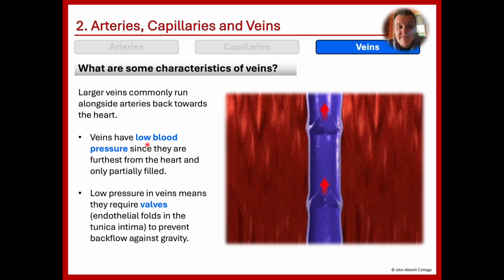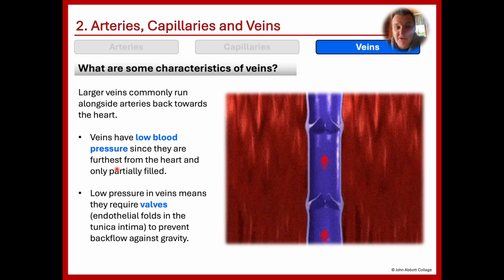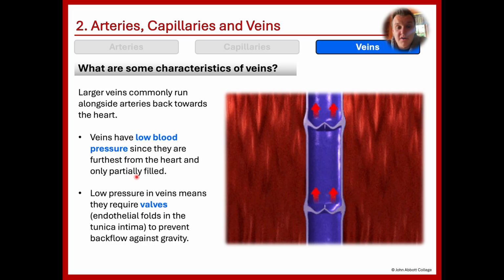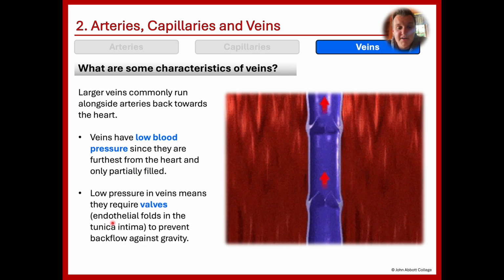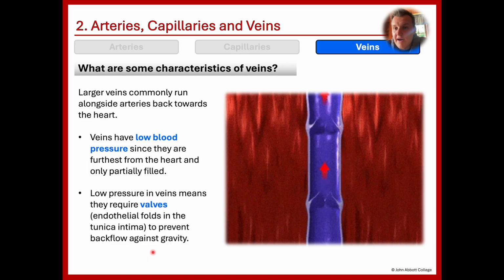So veins have, again, I keep repeating this, low blood pressure, right? Since they are the furthest away from the heart and they're only partially filled up, because they're the reservoirs also, they have very low blood pressure. The low blood pressure in the veins means that they require valves, little folds in the endothelium. These are called valves in the tunica intima to prevent backflow against gravity, right?